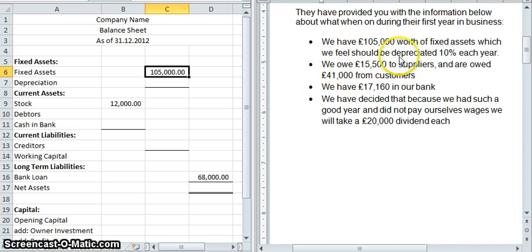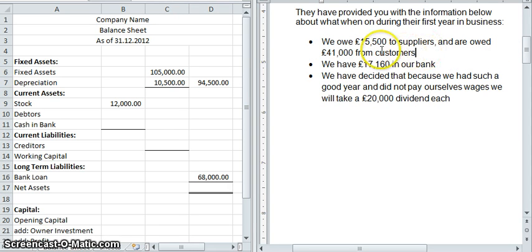So we need to deduct from it what we call depreciation, or the amount that we used up this year. It's 10%, and in our profit and loss we calculated that that is £10,500. And so, like I said, we take our original amount and we subtract out that depreciation to get the new value. This is what those fixed assets could be sold for today.